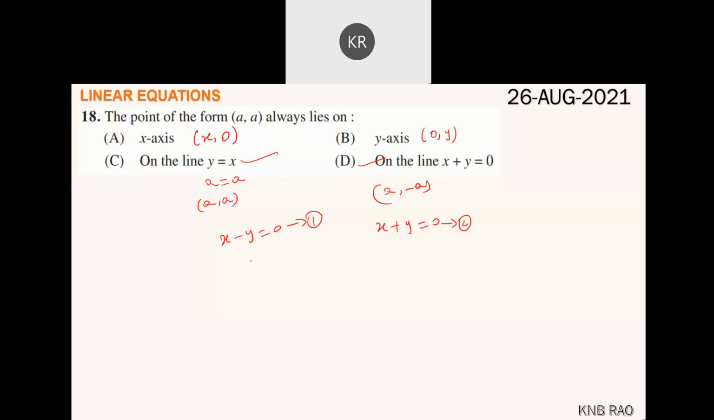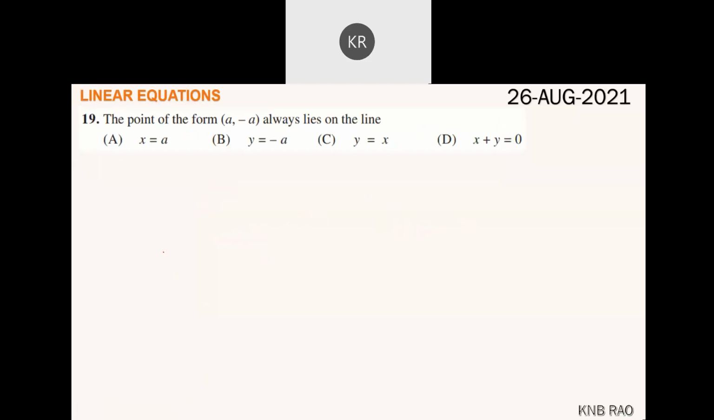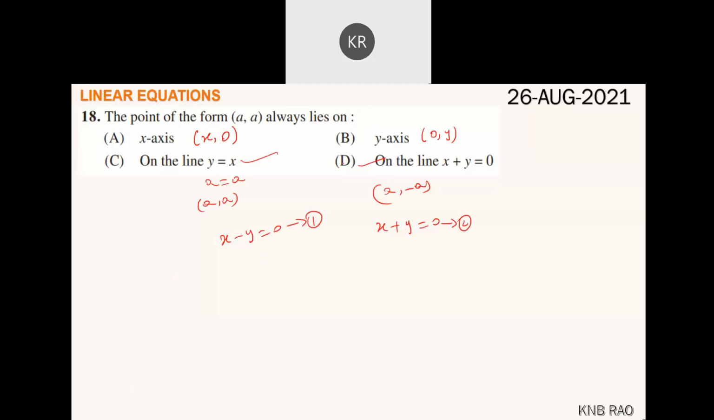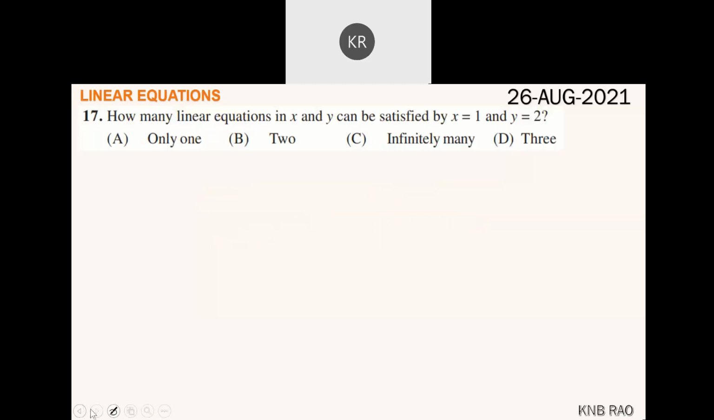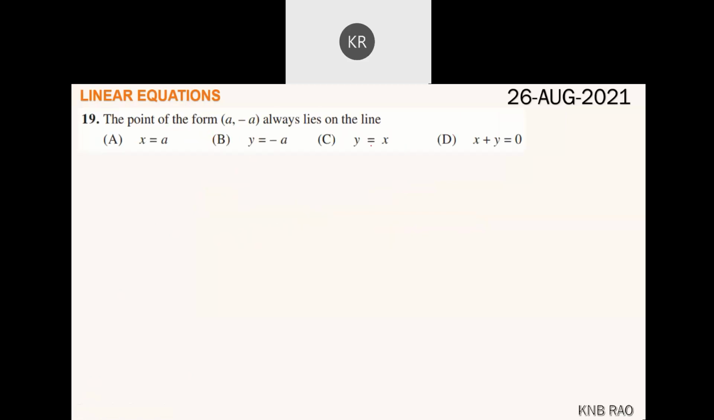Okay. Next, moving on to question number 19. While explaining question number 18, I already said (a, minus a) lies on x plus y equals 0. So the right option is D. 23 members have answered correctly. 16 did not answer. 1 answered x equals a, 6 answered y equals b, and 4 answered y equals x.